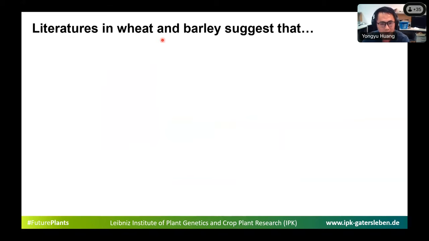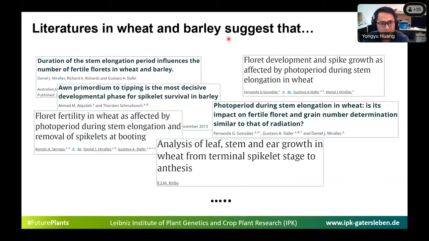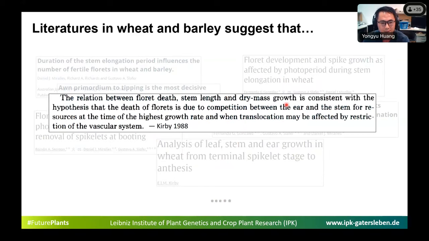Having this in mind, when we look into the literature about wheat and barley, there are several papers, maybe 10 or 20 years ago, already suggesting that the stem growth, the stem elongation period, is the most critical stage that may affect spikelet survival in both wheat and barley. Summarizing all this available literature, and of course there are many more that you can list here, it seems there's a competition between the ear and the stem for resources at the time of highest growth rate. Another important factor is that the vascular system may be really critical during the growth of vegetative and reproductive tissues.